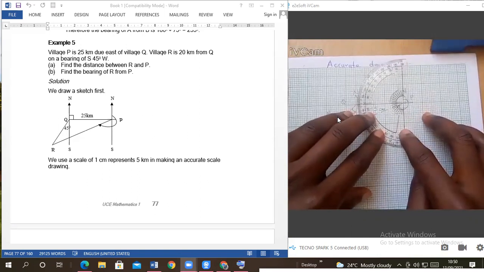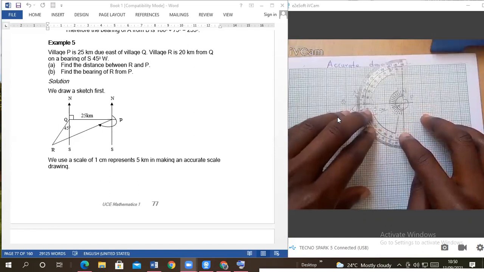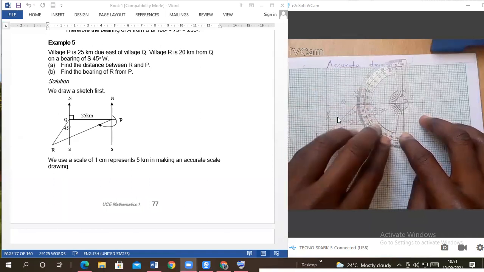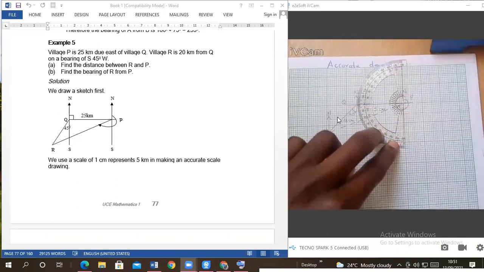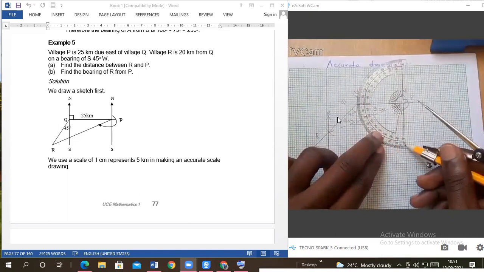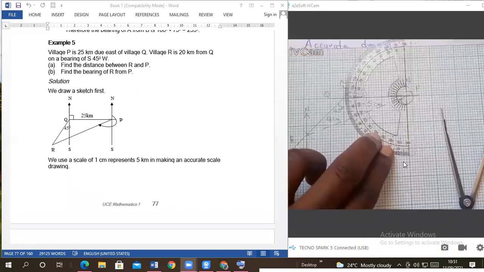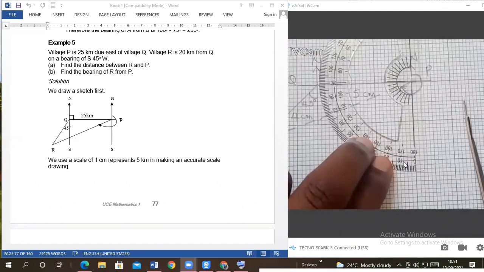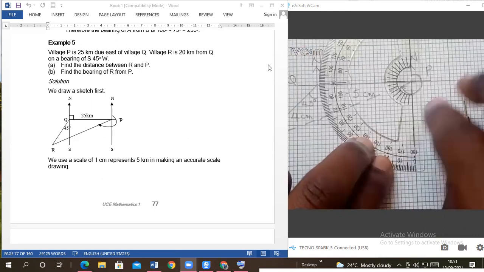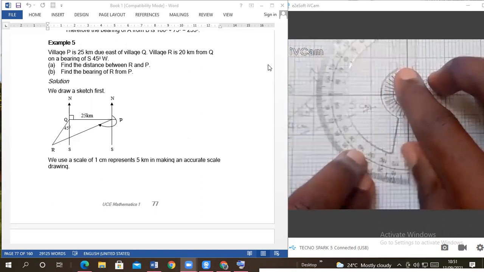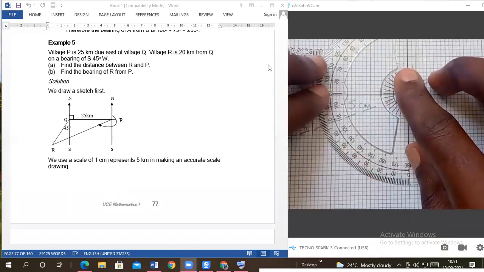So you put your protractor like that. Measure for me that angle. This is 0, so let me adjust mine well. They must coincide. Austin, pay attention, please, and there's a lot of noise in your background.